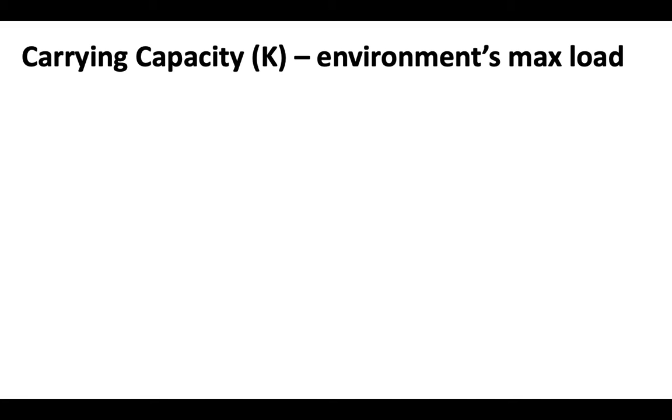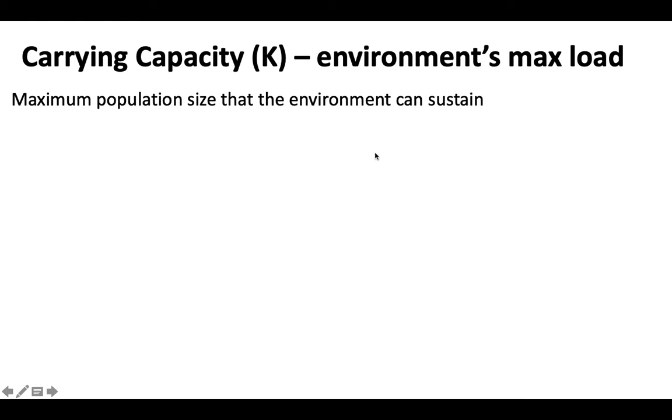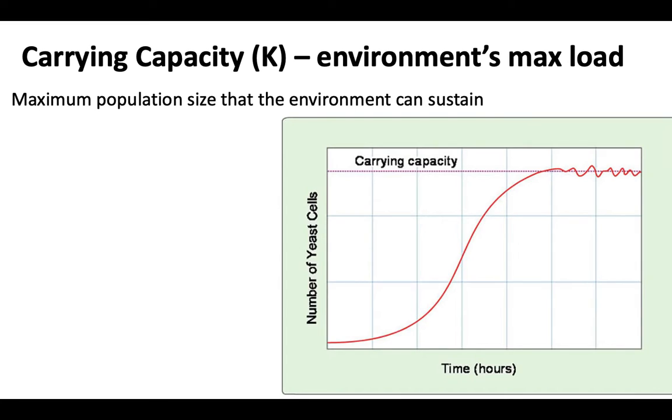And we can explore this by thinking about a term called the carrying capacity, which is basically the environment's max load. At a certain point, the environment only has so much food, so much space, so much nutrients and water to support so many individuals. And we can look at that on a graph with a dotted line. We usually represent it with the letter K.